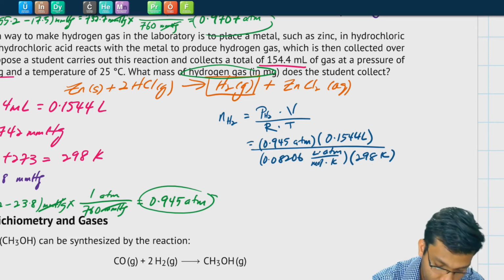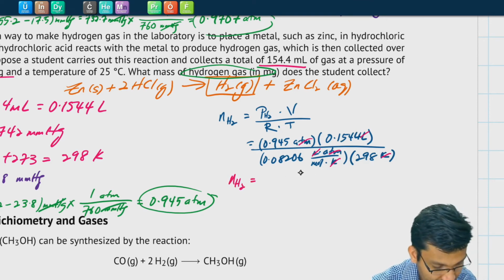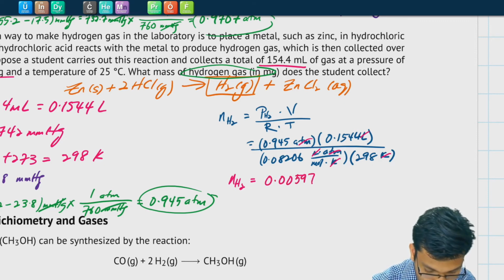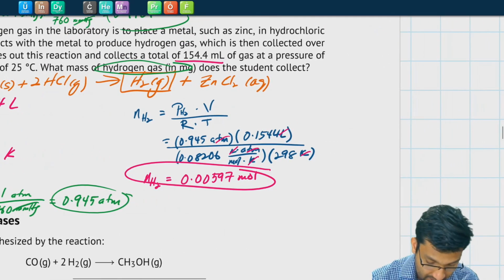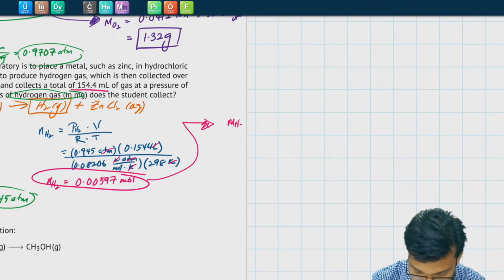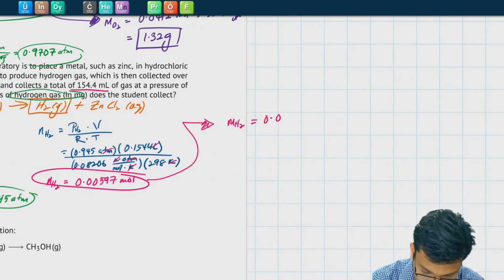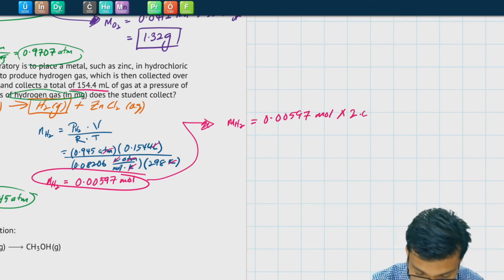There we go. Everything cancels. We're left with, punch all that in your calculator, I believe it's 0.00597 moles. We're not done though. It's asking for mass. So that's easy. Mass of hydrogen is number of moles of hydrogen times the molar mass of hydrogen. Hydrogen is 1.01 multiplied by 2. That's 2.02 grams per mole.